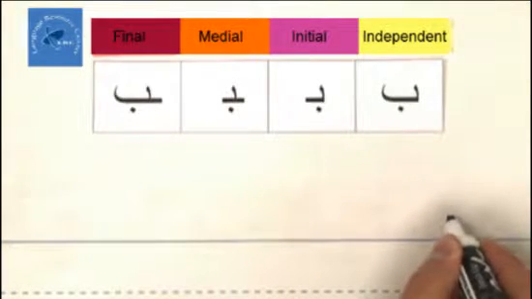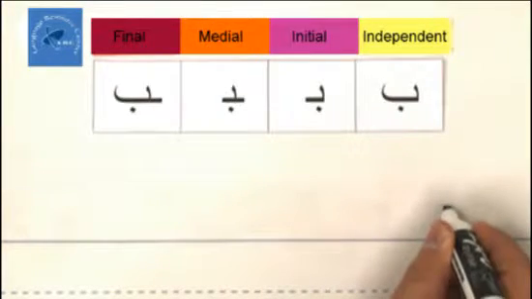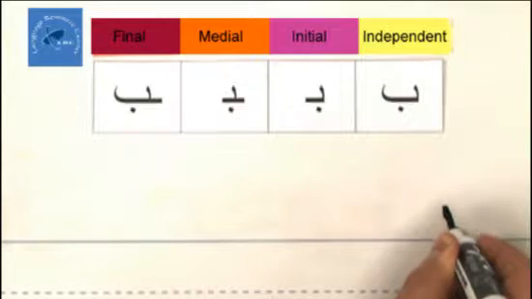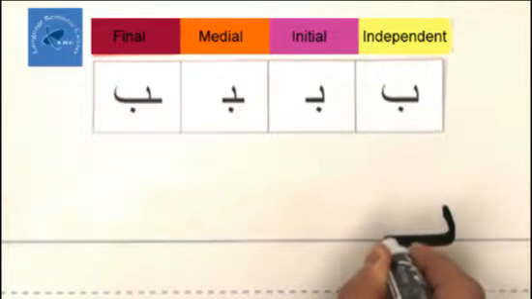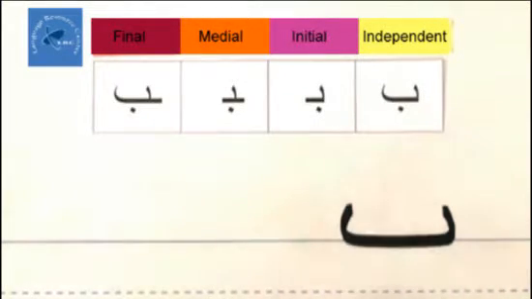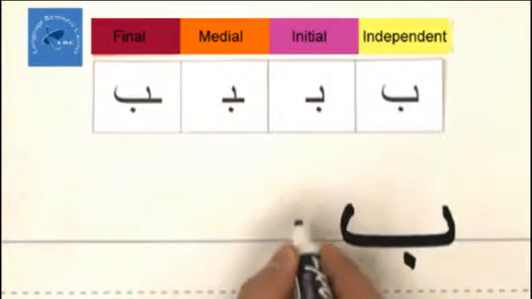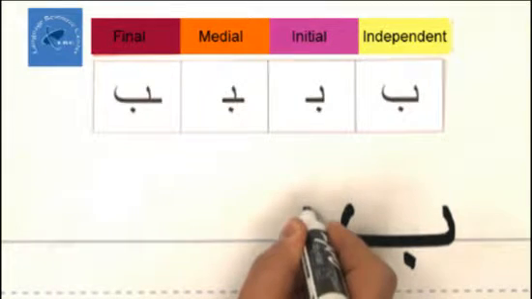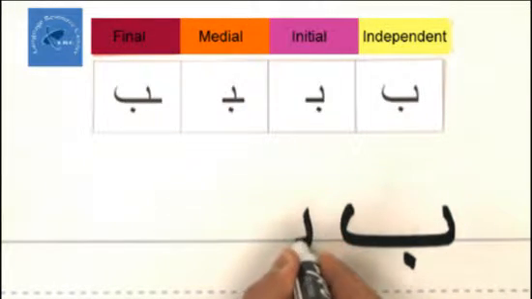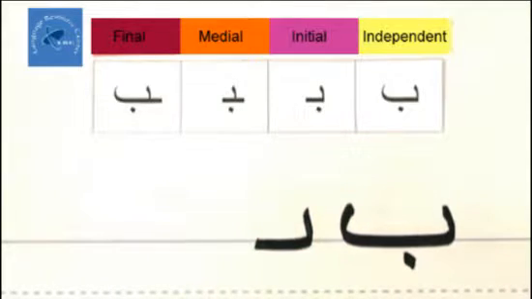So you start right here and you do a tooth down, you go to the right and you do a tooth up, and the letter ba has a dot beneath it. This is ba in its independent format. Ba in the initial position, you do a tooth and you go down and you do a tail to the right, and of course one dot under. Ba.